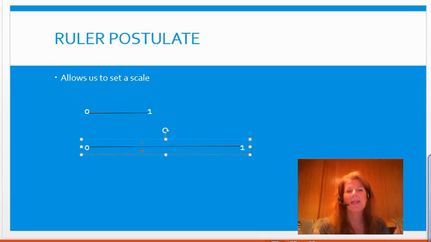But again, it's larger. So two of the systems that you know that use scales on the ruler are the English system, inches, and the metric system, millimeters and centimeters. Again, the ruler postulate allows us to set a scale.